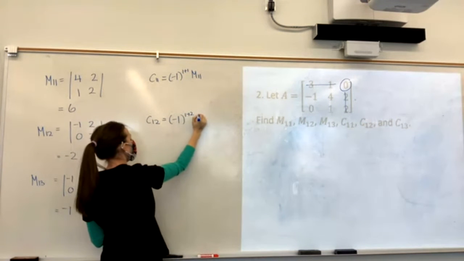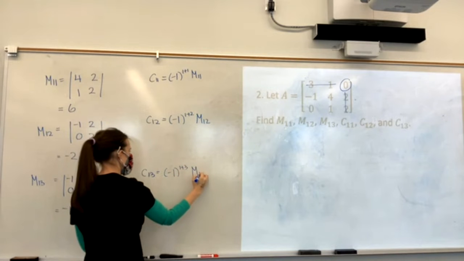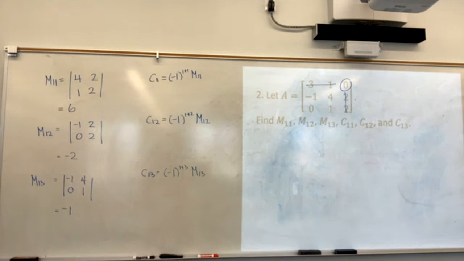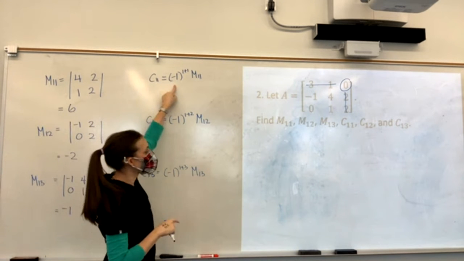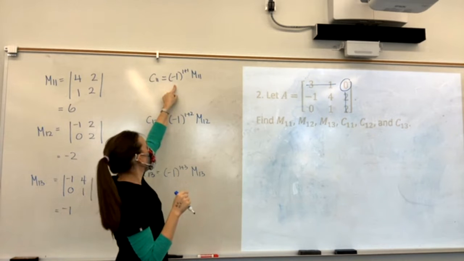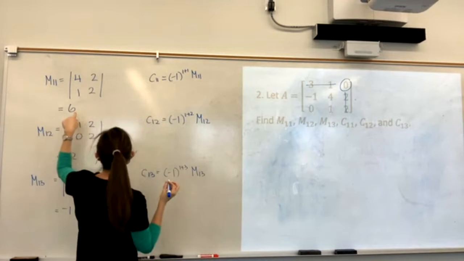So we do negative 1 to the i plus j times Mij. All right, so in C11, I have a negative 1 to the 1 plus 1, right? So do I want M11 or negative M11? Just M11, so I get 6.